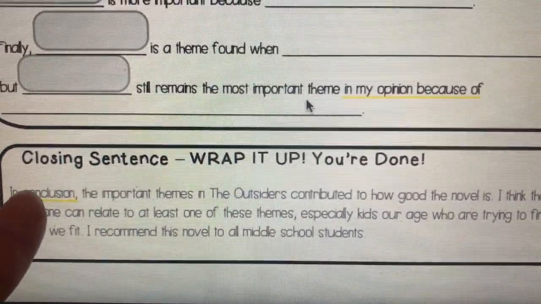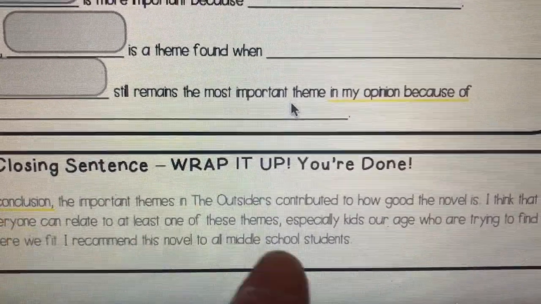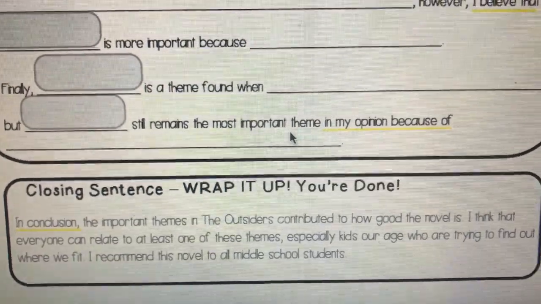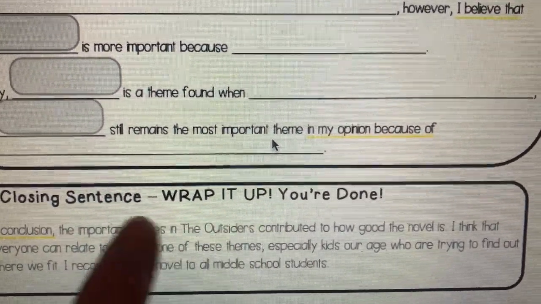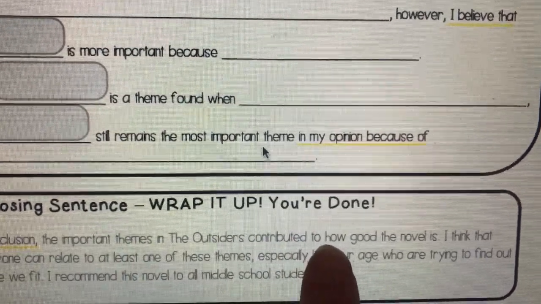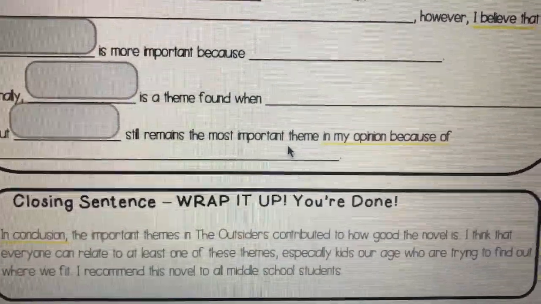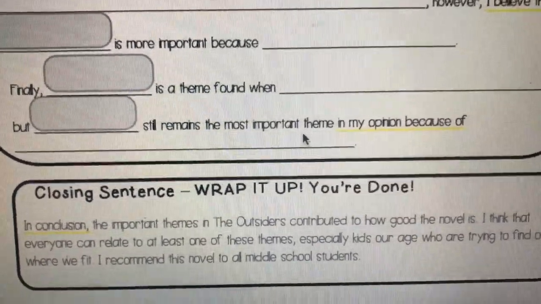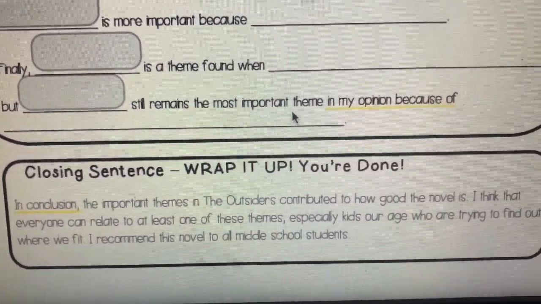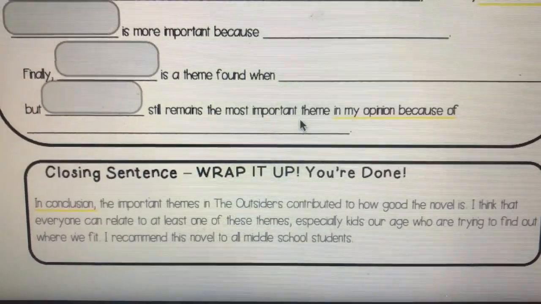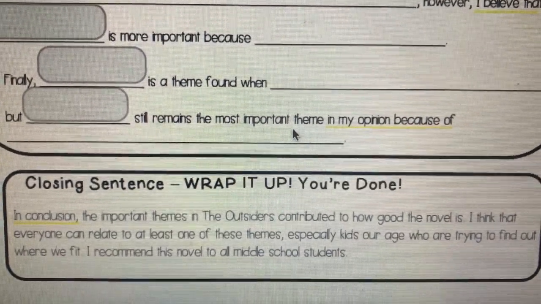In conclusion, there's one of my key phrases. The important themes in The Outsiders contributed to how good the novel is. So I'm using my overall topic, the important themes, and I'm also talking about my opinion on the novel. You don't have to say the novel's good. If you didn't like it, don't say that. I think that everyone can relate to at least one of these themes, especially kids our age who are trying to find out where we fit. I recommend this novel to all middle school students.